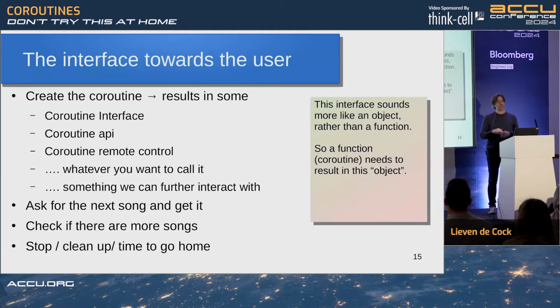Now, when this coroutine is created, it needs to result in something. And in literature, you see different names for it. Some people call it the coroutine interface. Others call it the coroutine API, the coroutine object, the coroutine remote control. Now, whatever we want to call it, I think it becomes clear it's not just a function, but it's an object, because we want to ask for the next song. We want to check if there are more songs, because I initially asked, please play for me 7 songs. So when all 7 are played, I should not ask for song number 8, because my credits are gone. And we want to stop at a given moment. I need to catch my train, and I'm not going to listen to song 5, 6, or 7. So we need to clean up. So it seems it's not a function, it's an object of some kind.